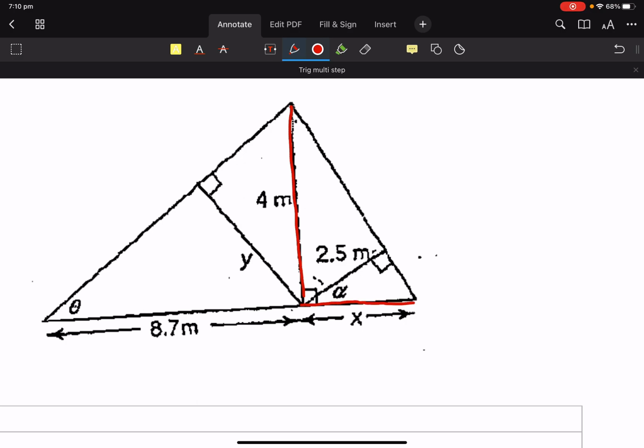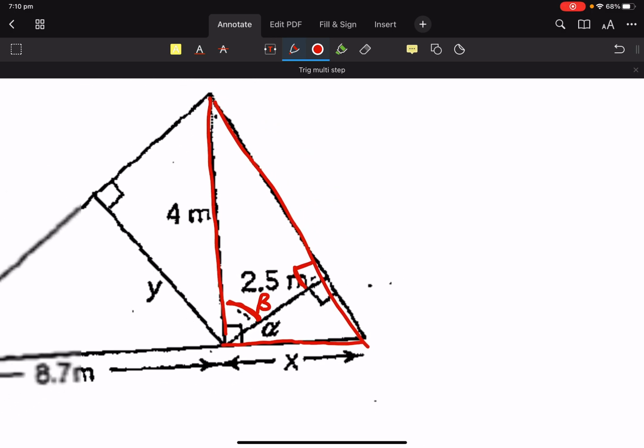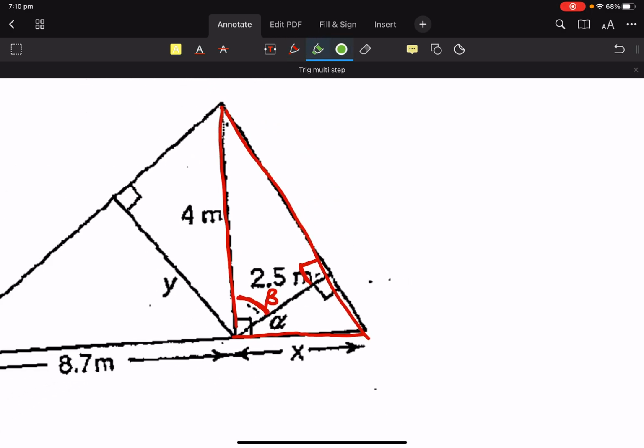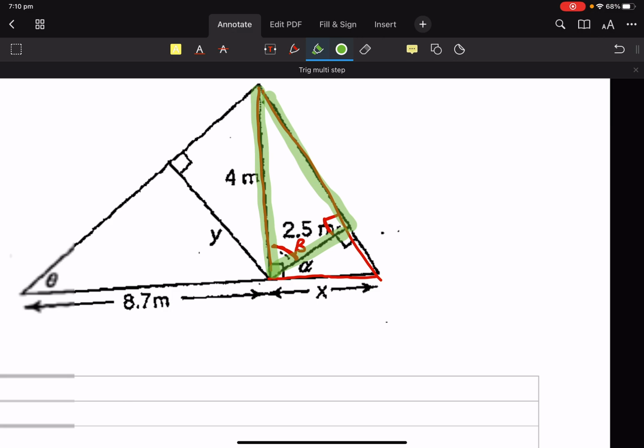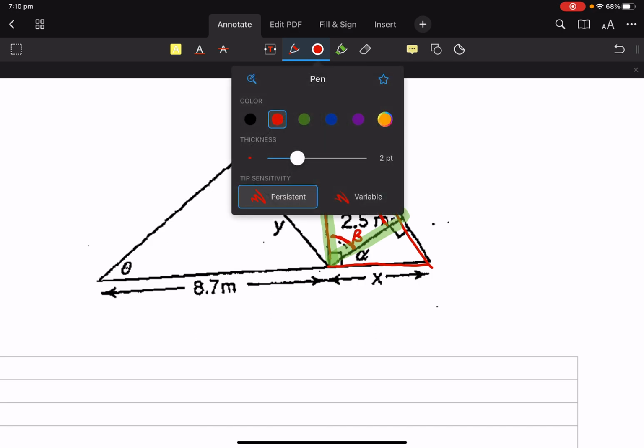Let's go over here. So I'm going to label that as angle beta. Because over here I've got a right angle, which means that's a right angle. So in that big red triangle, that is a triangle, another right angle triangle. So let's just look in that green triangle. Go back to blue.